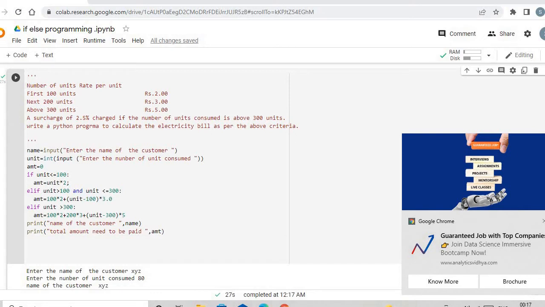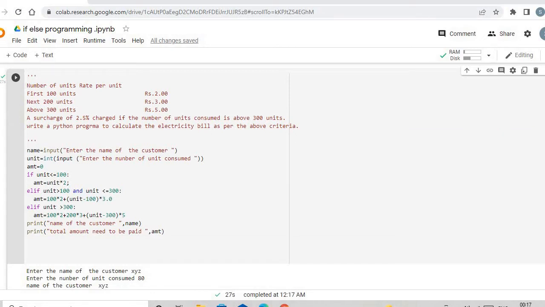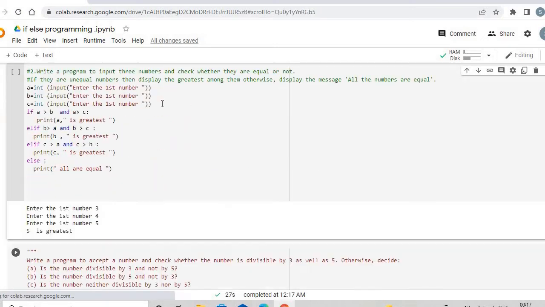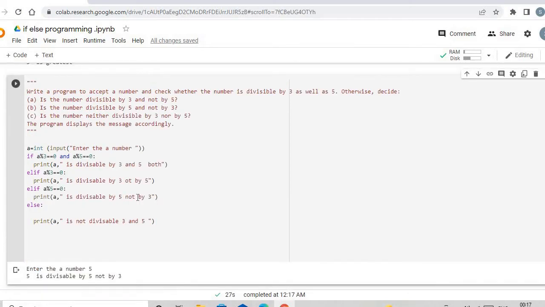Hopefully I'll get it. These pop-ups that are open are a very disturbing thing. See, so what is my problem? My problem is to find out the total money, or how much money I have to pay. Enter the name of the customer XYZ and enter the number of units consumed, 80. So it shows the name of the customer XYZ and the total amount to be paid, 160. 80 into 2, 160. So the output is correct for the first case.